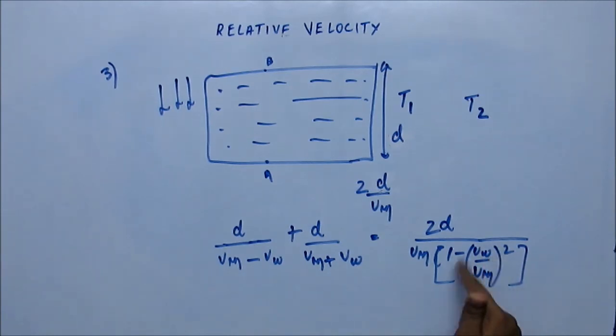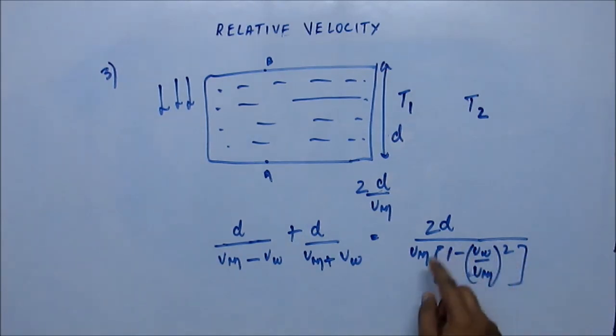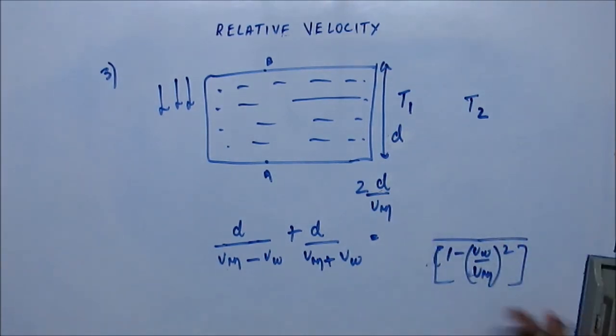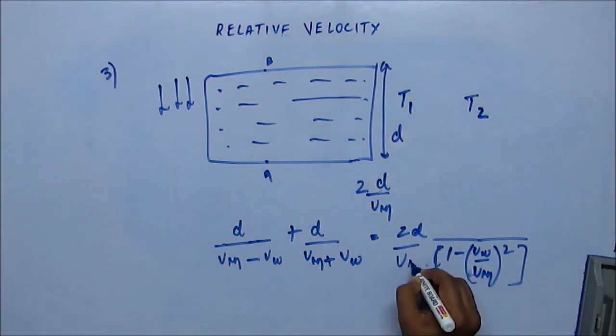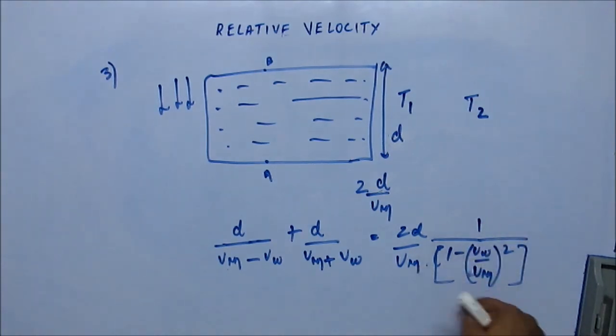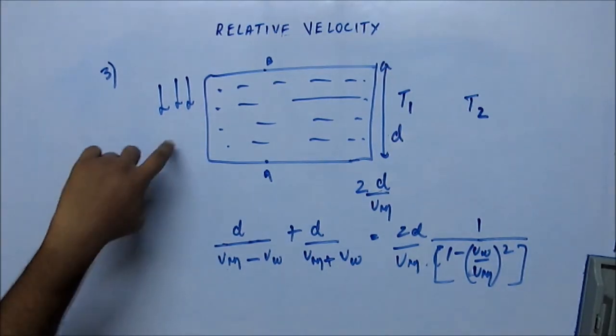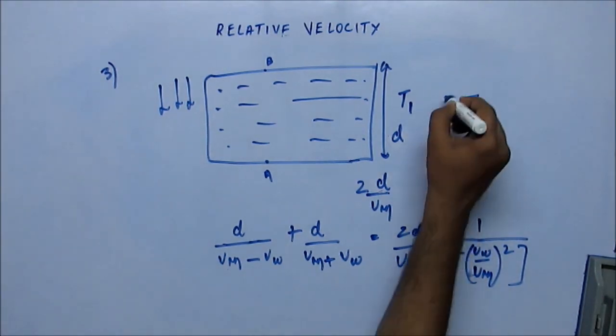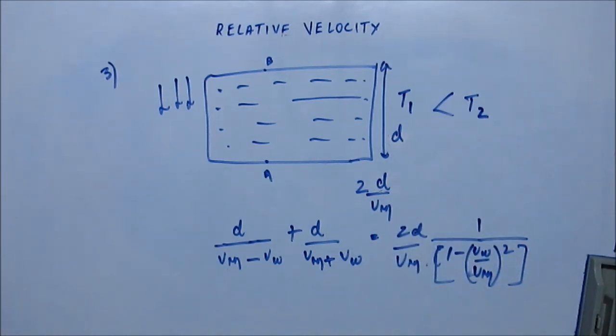This is a fraction. This will be less than 1, and you're subtracting something from 1. So the denominator is less than 1. So the whole thing is 2D upon Vm, into this thing. This thing is greater than 1 because the denominator is less than 1. So this thing is T2. T2 is greater than T1. So the journey is going to be faster on a quiet and calm day rather than a windy day. We can see from here, T2 is greater than T1. Okay.